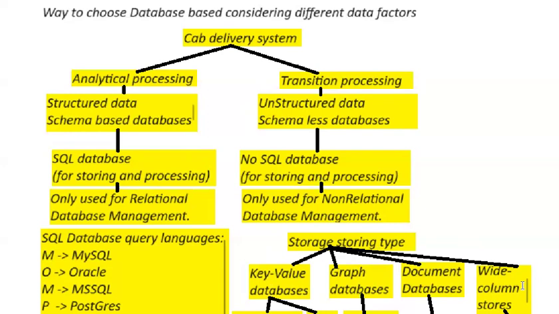So based on storage type, these NoSQL databases are classified into four types. That is key value databases, wide column stores, graph databases, and document databases. So if you see under key value database, to store data in the format of key value databases, AWS provides you two ways. One way is by using DynamoDB and one way is by using Redis.